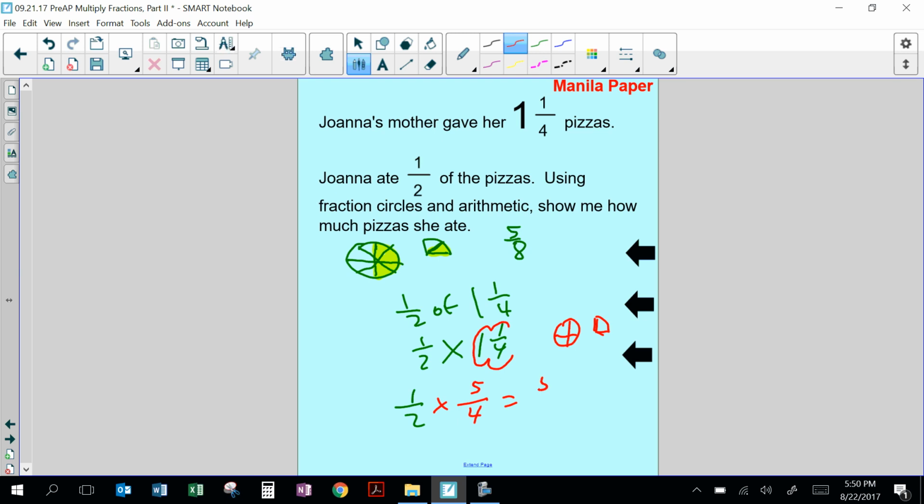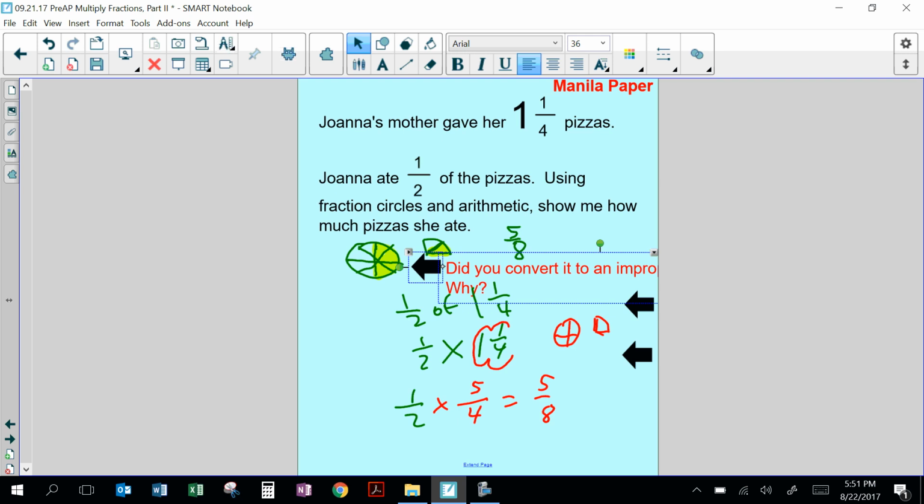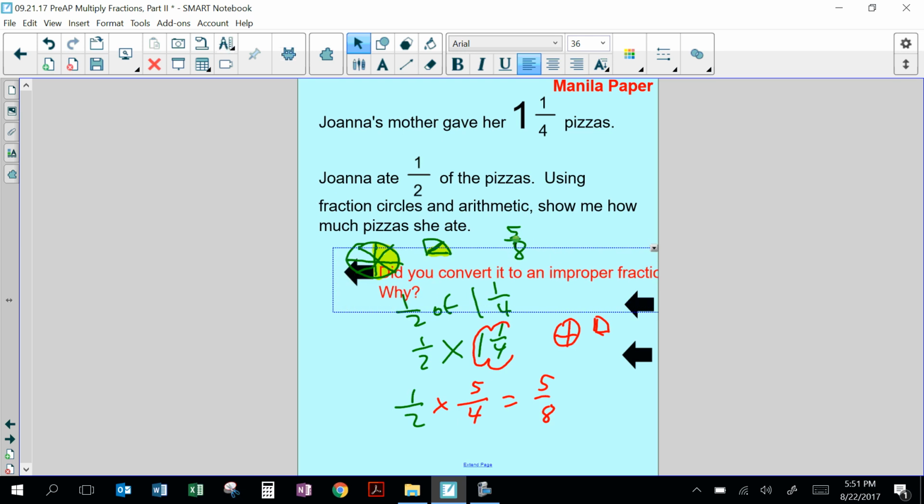Now let's multiply 1/2 by 5/4. Multiply the numerators across: 5. Multiply the denominators across: 8. So that's how I got 5/8. Hey, same answer as my picture form. So here's a question. Did you convert it into an improper fraction? Why? We did, because we're multiplying by a fraction.